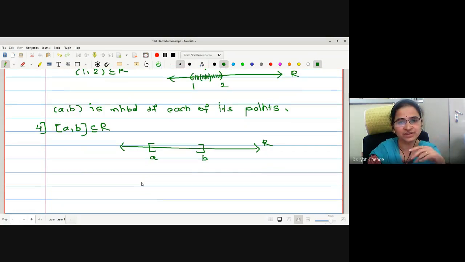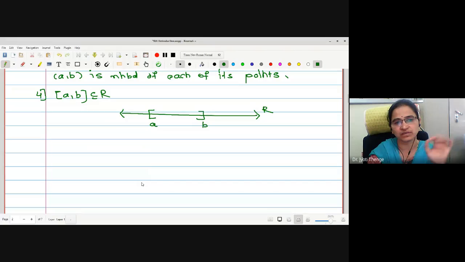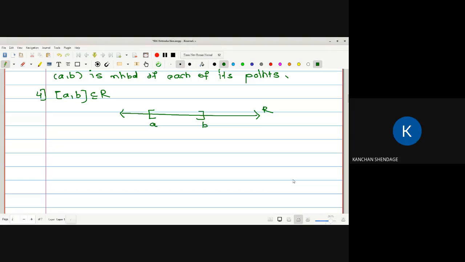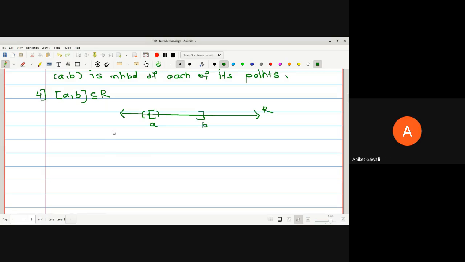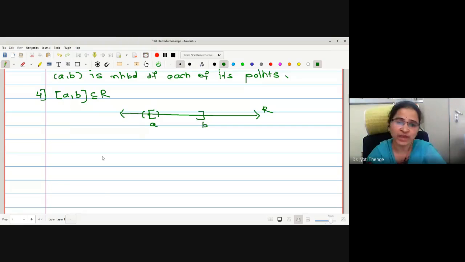Whatever the answer she has given, does everyone agree that the closed interval AB is the neighborhood of each of its points? Yes, ma'am. Now, what is an open interval around a point A? For inner points it is no doubt. What about the end point? As this is a closed interval, the end point is also included. Then what is the small open interval around A? Is this interval contained in your closed interval? No, ma'am. Then how can you say that AB is the neighborhood of A?